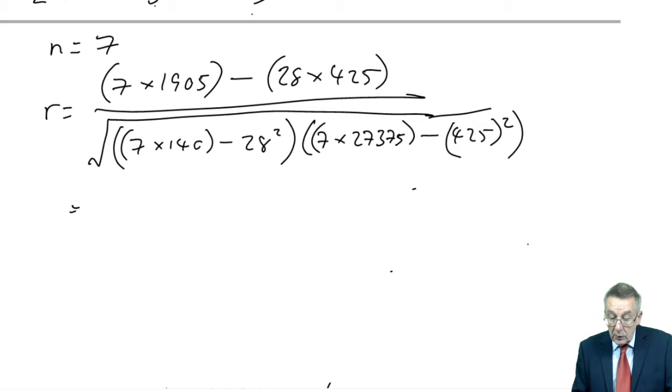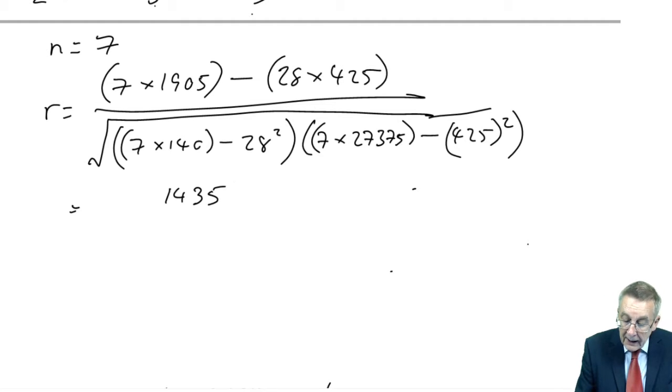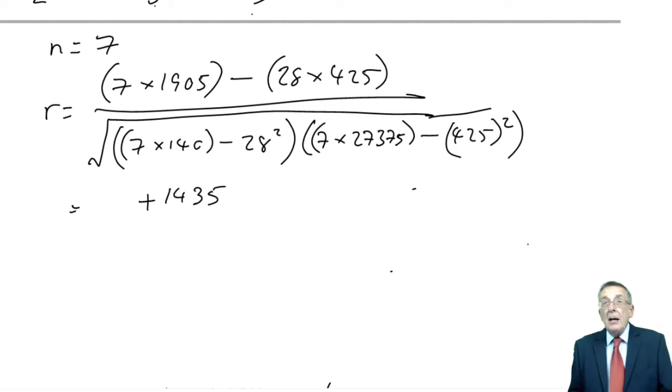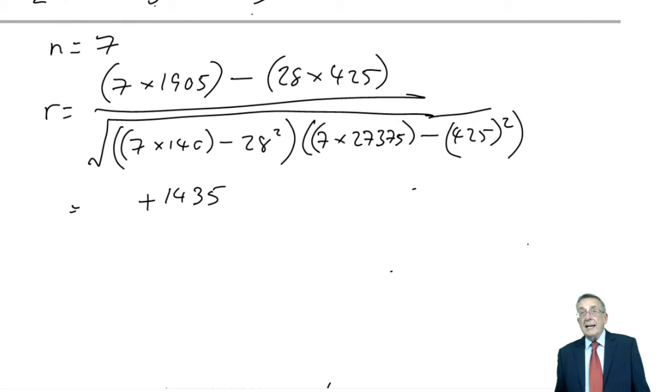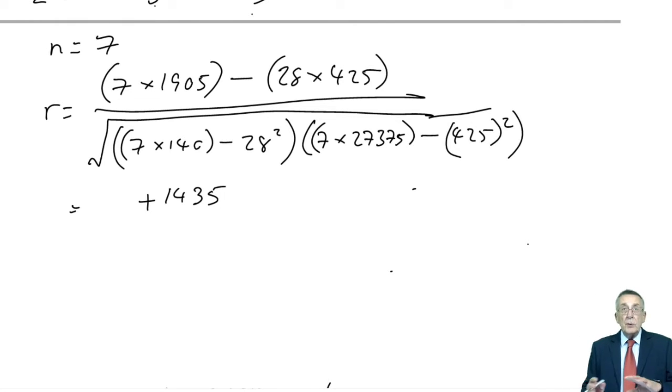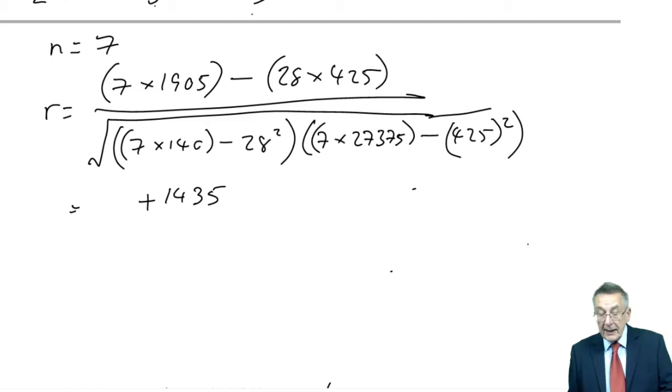Anyway, the top bit I'll do all in one. It's 7 times 1905 minus 28 times 425. It's 1435. And it's positive. It will be important later. The top bit could be positive or negative, and it will matter, but it is positive.